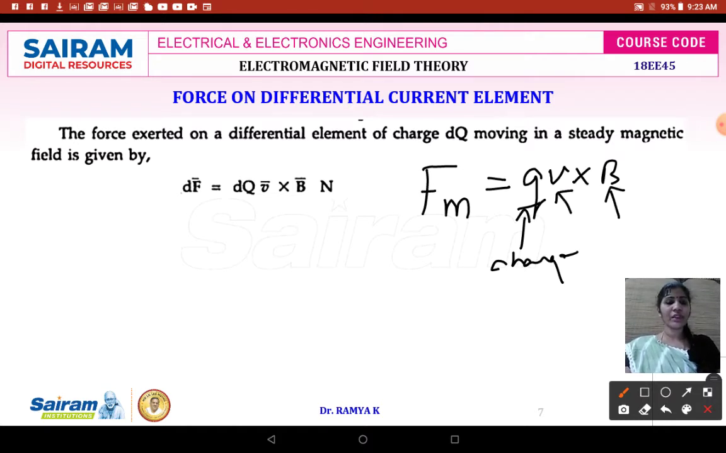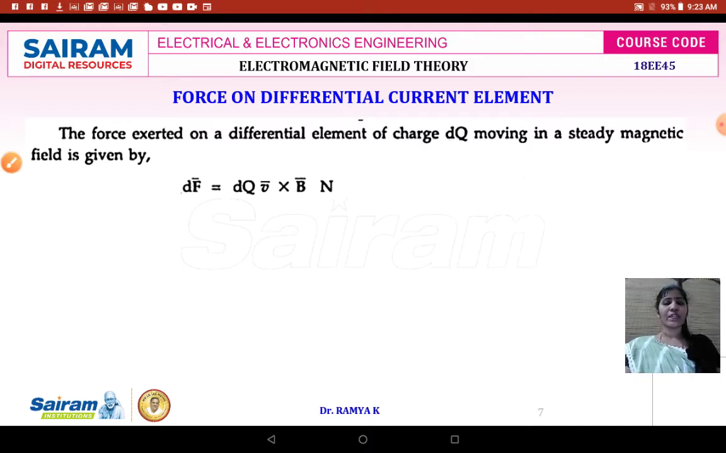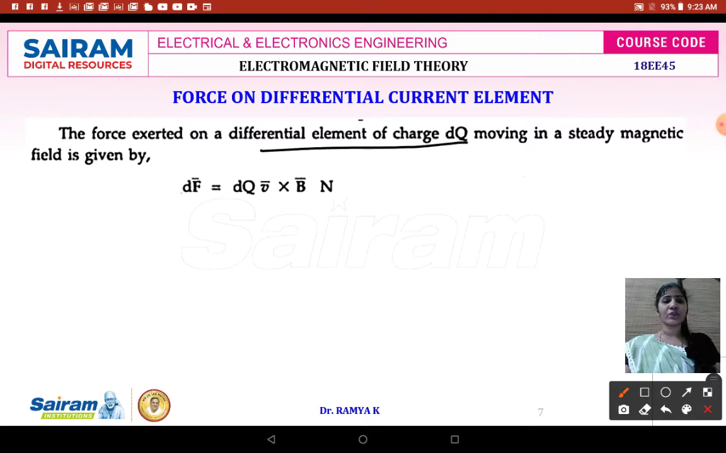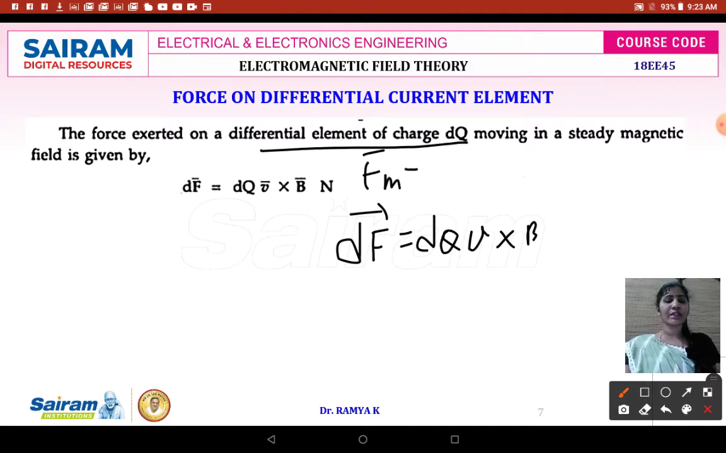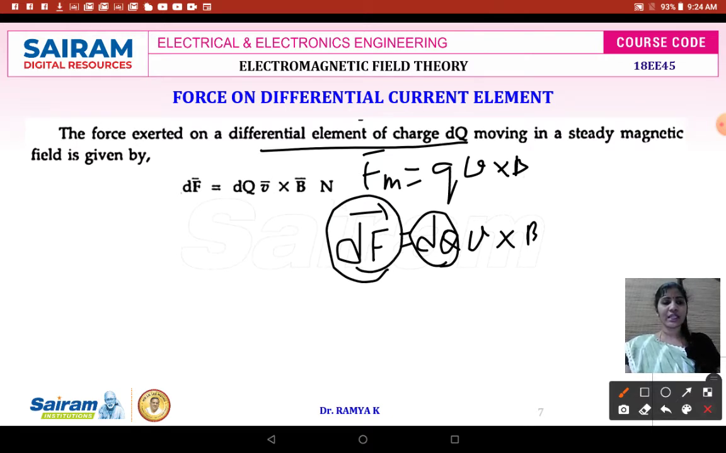Now, if you assume a differential charge element dq, then the force is also going to be differential, which we can write as dF. Therefore, in a differential elemental charge dq, the force dF is equal to dq V cross product with B. It is the same as your formula Fm, that is magnetic force, is equal to Q into V cross product with B. Since you have assumed a differential charge element, the force exhibited on the differential charge is represented as dF.